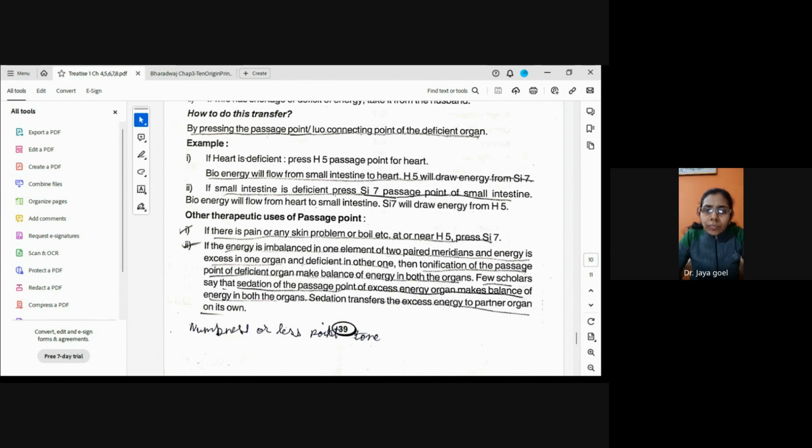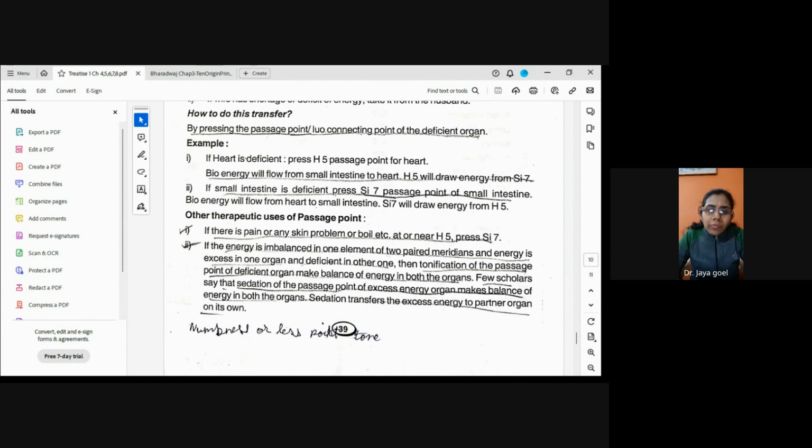If the energy is imbalanced in two paired organs, then the energy can be taken by the organ which has less energy, and the excess energy is transferred by the other organ. If some meridian has excess energy, then it can transfer the energy to the organ that has less energy, so that we can say it balances the energy.